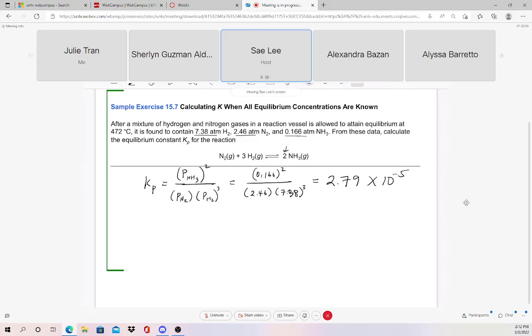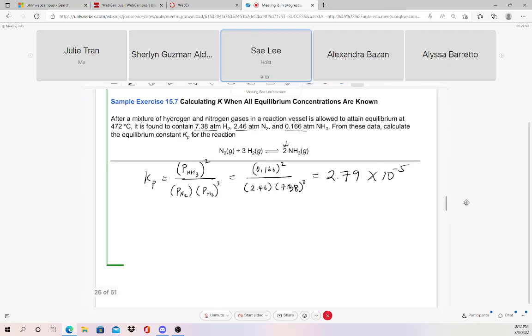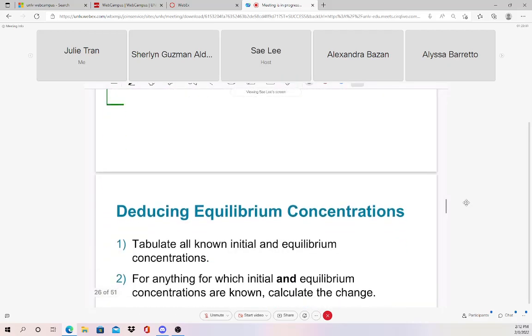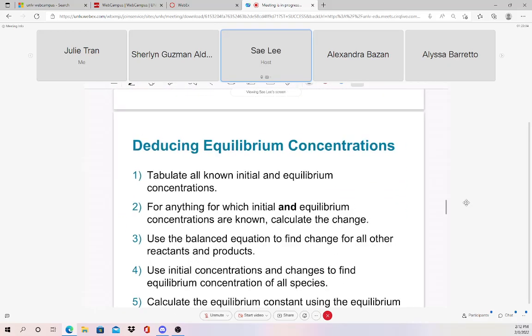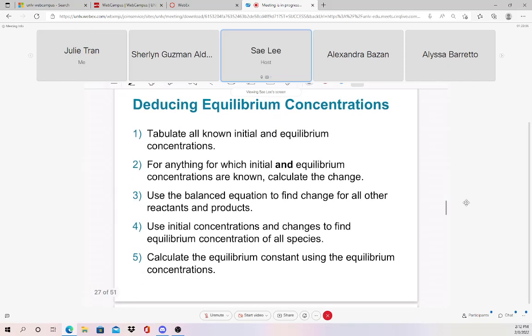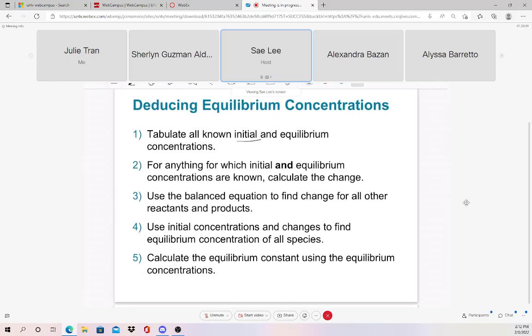All right. We're going to move on to another practice situation where we are only provided with initial concentrations, and we only know the concentration of some substances at equilibrium. These are the steps that you would follow, but it will be hard to understand these sentences right now. So we're going to take a look at a specific example and come back to this slide. This slide is a summary of what we're going to be doing in the next few slides.